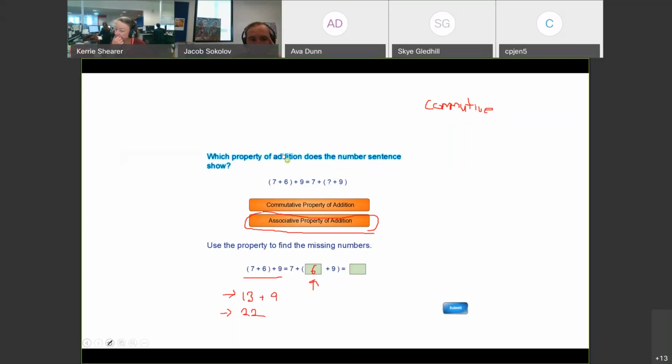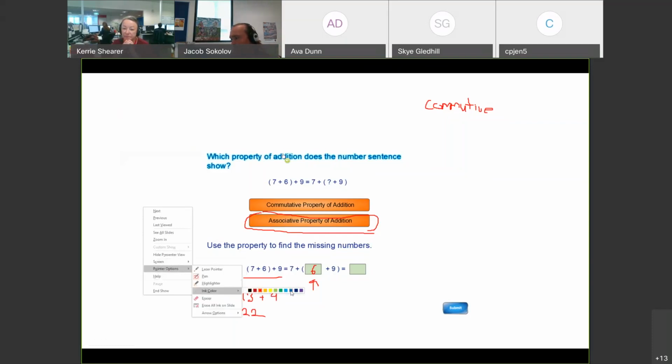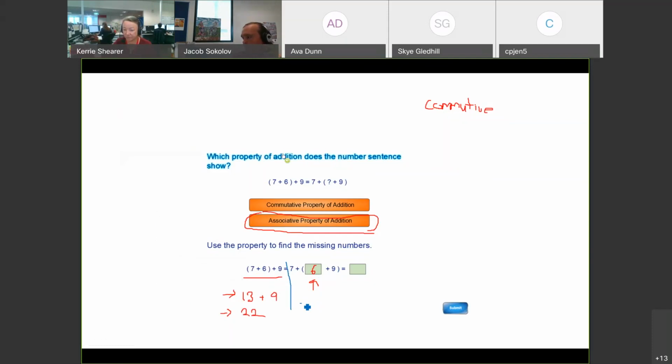Brilliant. And looking at this side, I'm going to change my color. I'll do a nice blue. We're doing the brackets first. So 7 plus 6 plus 9. What is 6 plus 9, guys? 15. And so 7 plus 15, what does that give us? 22. Brilliant. So our answer is 22.